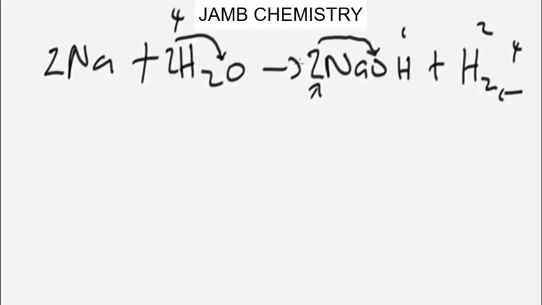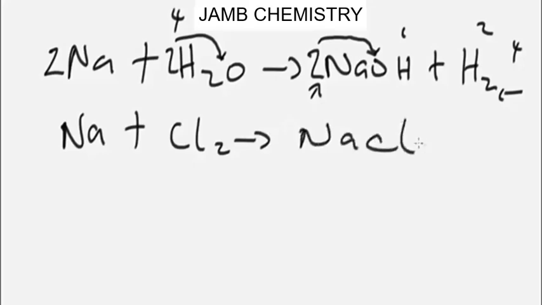Now let's look at another reaction. This one is when they react with chlorine. Note that group 1 metals react vigorously when heated in chlorine gas to form white metal chloride salt. For instance, let's say sodium reacts with chlorine gas. The output we are going to have is sodium chloride.